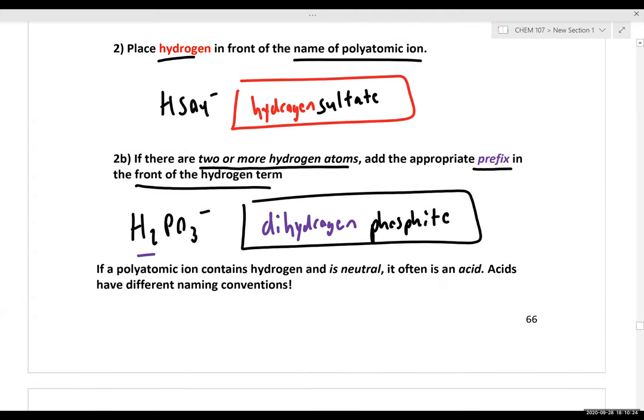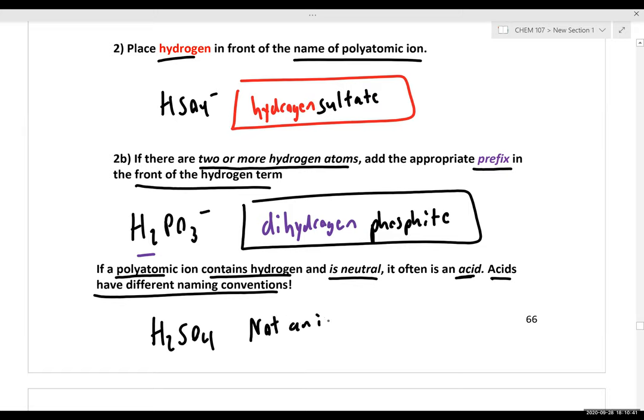Now, there's one little warning that I need to provide for this section. If a polyatomic ion contains hydrogen and it is neutral, it is an acid, and acids have different naming conventions. So for example, H2SO4 is not an ion, right? We don't see a net charge, right? This is an acid. So this would be named as sulfuric acid. Does everyone notice the dramatic shift in naming when we go from a hydrogen-containing polyatomic ion to an acid, which has no net charge? Does this make sense to everyone?